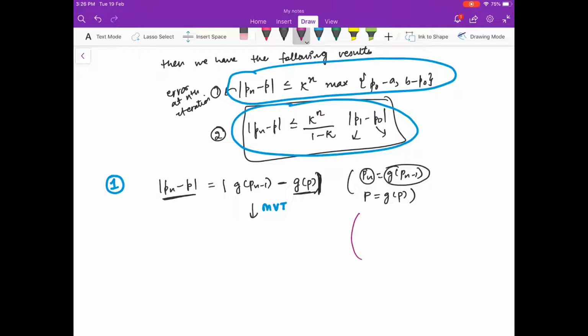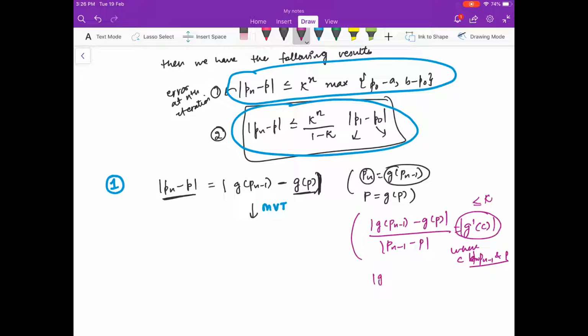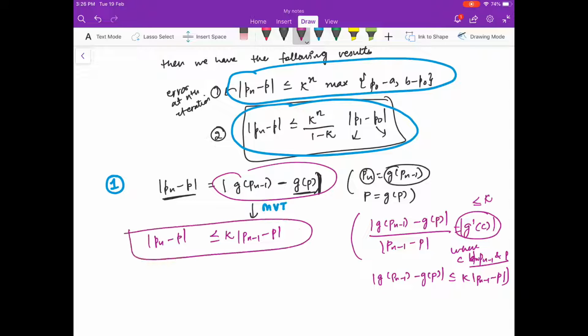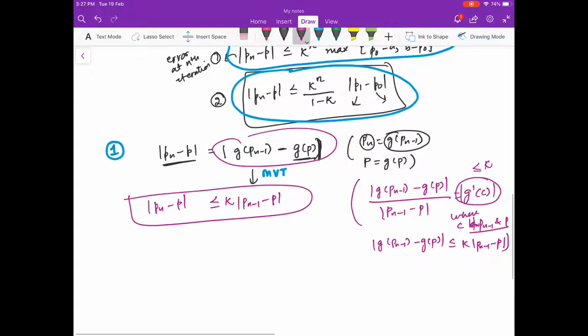Mean value theorem says that (g of pn minus 1 minus g of p) upon (pn minus 1 minus p) is equal to g dash c, where c is between pn minus 1 and p, and this is given to be less than or equal to k. So you have |g of pn minus 1 minus g of p| is less than or equal to k into |pn minus 1 minus p|. So you get this result: |pn minus p| is less than or equal to k into |pn minus 1 minus p|.